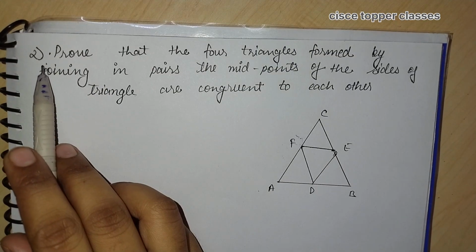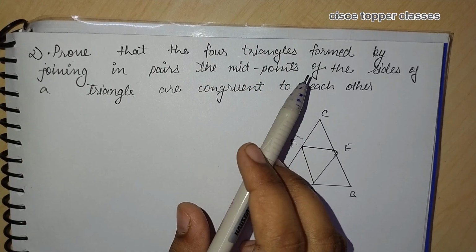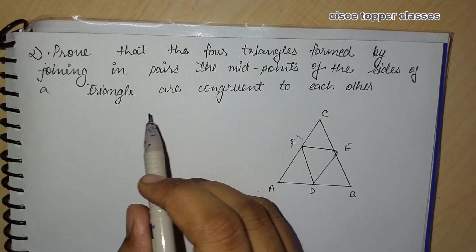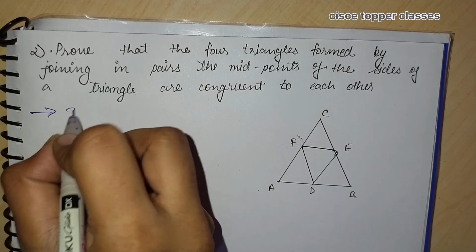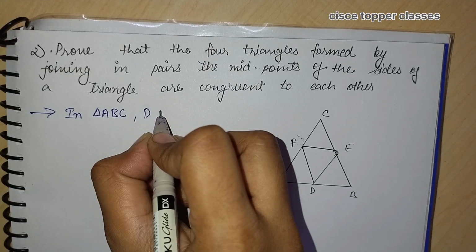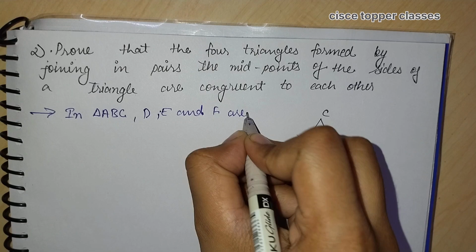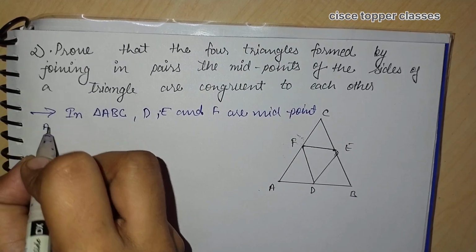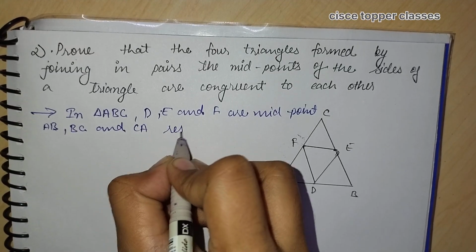Let us solve the second question in this exercise. We have to prove that the four triangles formed by joining in pairs the midpoints of the sides of a triangle are congruent to each other. We have to prove this. So simply we can write, in triangle ABC, we have D, E and F as the midpoints of AB, BC and CA respectively.